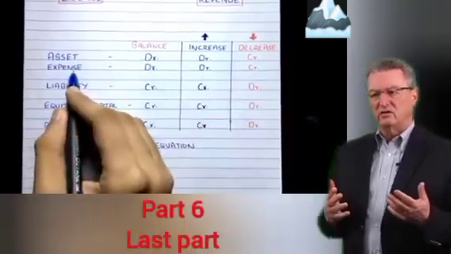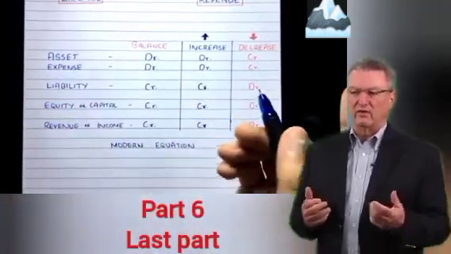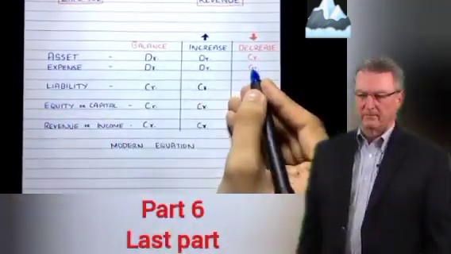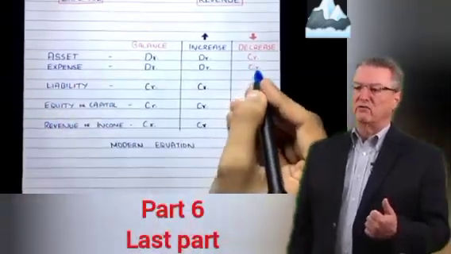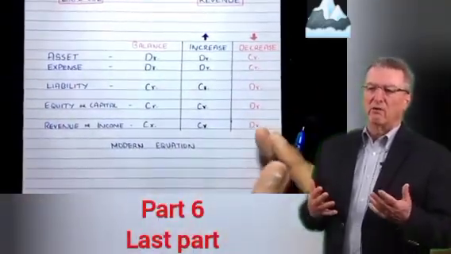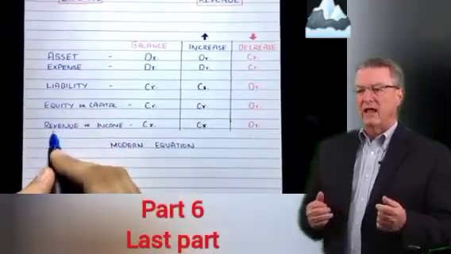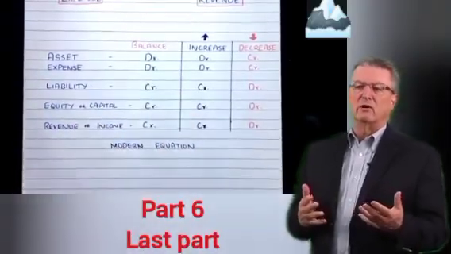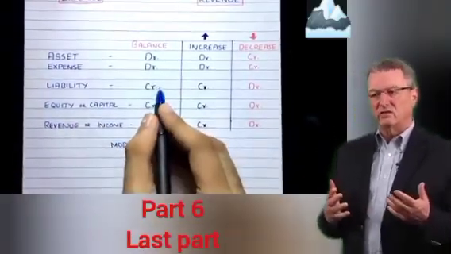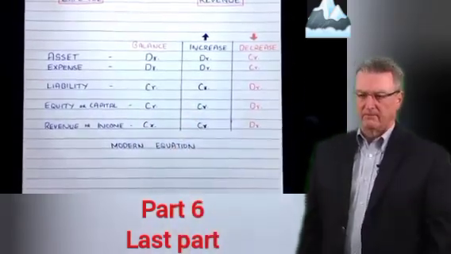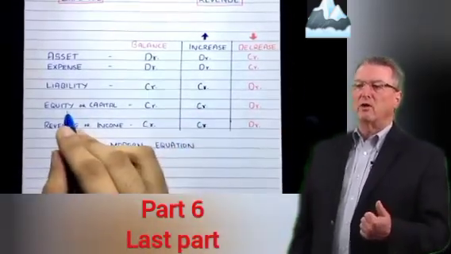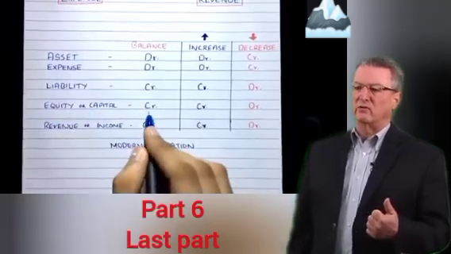To reverse the expense, sometimes we make an error. Expense never decreases. If you want to reverse the expense, only then will you decrease the expense by crediting it. Simple? Yes. Then liability, equity and revenue always have a credit balance. So to increase them, you are going to credit them. Simple as that. Equity, or capital, also has a credit balance.